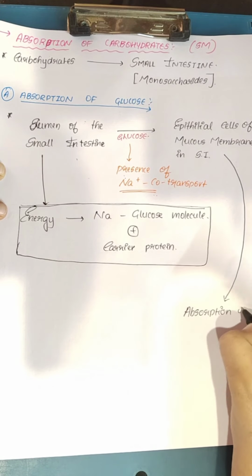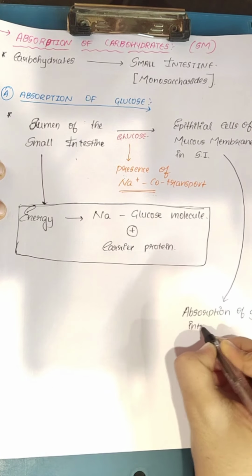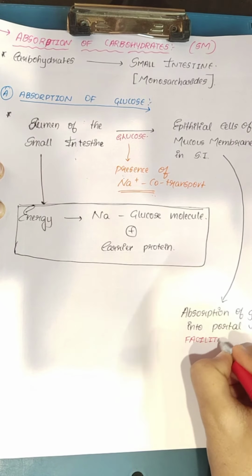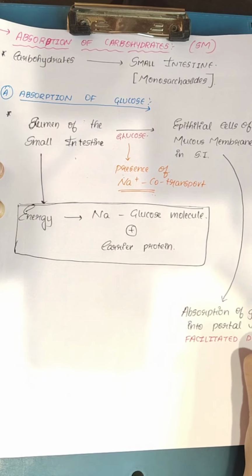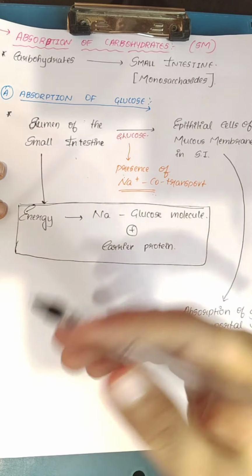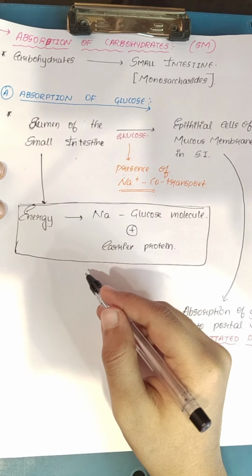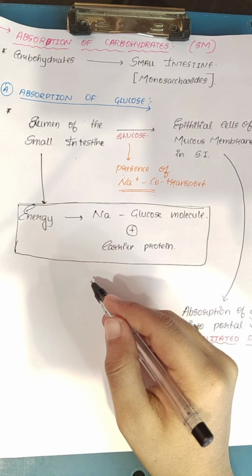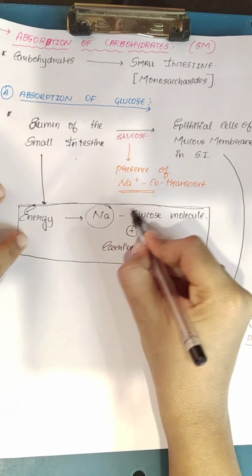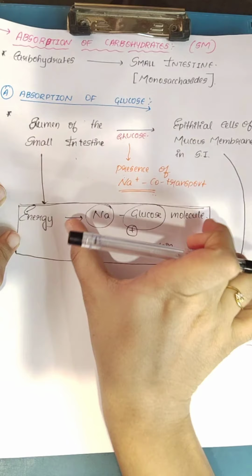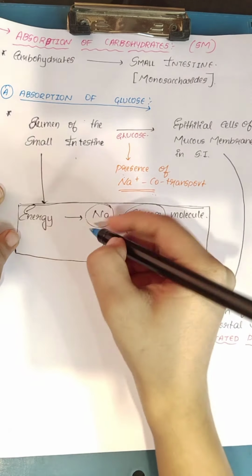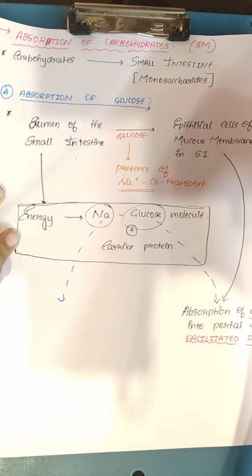After this process occurs, there will be absorption of glucose into the portal vein by the process of facilitated diffusion. So sodium ion moves laterally into the intercellular space during this process. From here, it is transported into blood by active transport, utilizing the energy liberated in the breakdown of ATP. After this, we have here sodium as well as glucose. The glucose comes here and is absorbed in the portal vein, whereas the sodium comes laterally into the intercellular space.